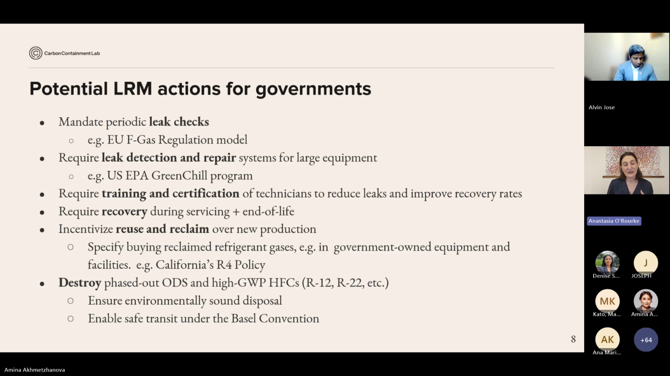And then we can also start to destroy ozone depleting substances and these high GWP gases and make sure that that is destroyed in an environmentally sound manner. And sometimes that means moving the gas to a different country. And so we need to enable the safe transport of that gas under the Basel Convention as well.